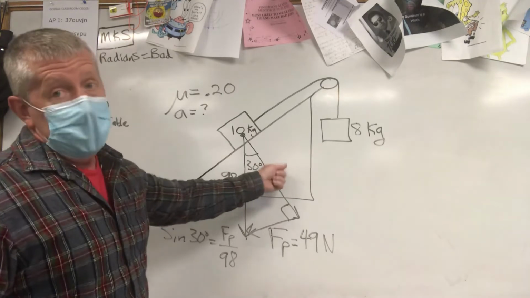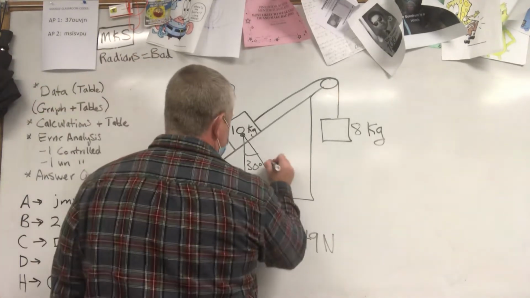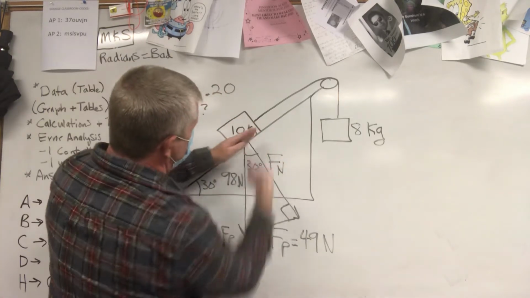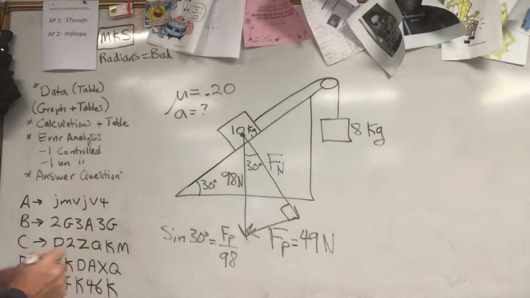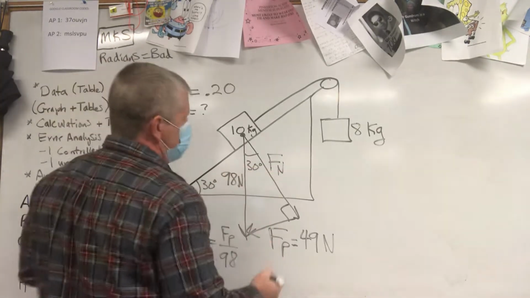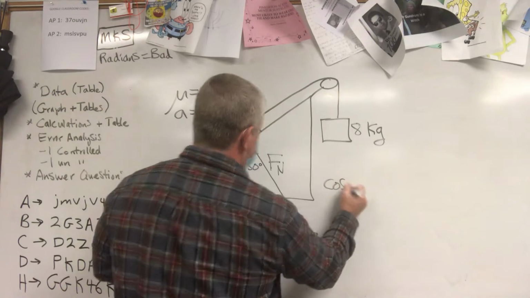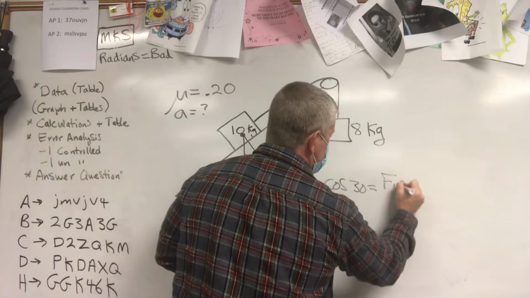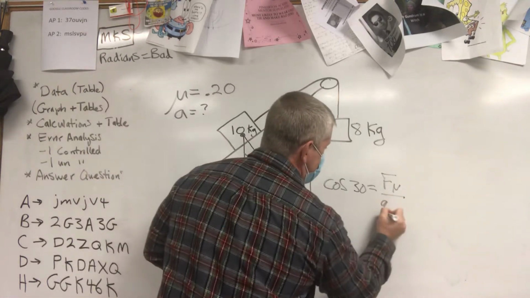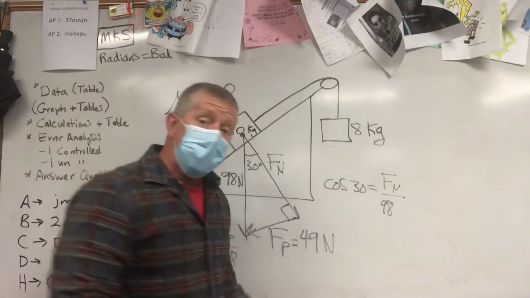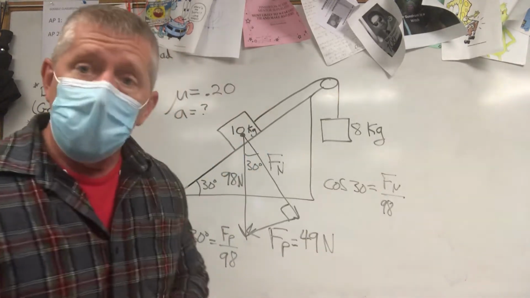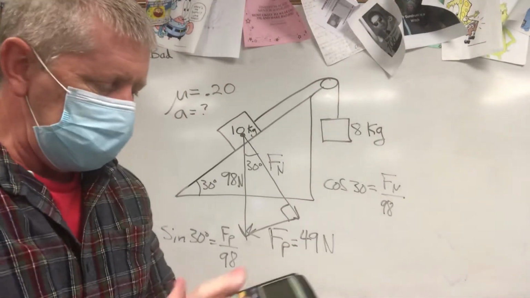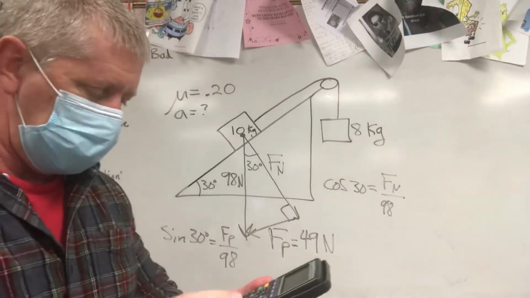We're going to need this side as well. This is Fn, the normal, the perpendicular side to the incline. So that's going to be cosine. So cosine of 30 equals adjacent Fn over hypotenuse 98. So cosine of 30, 0.866 times 98 will get Fn. It's going to be around 86, but let's get this down.